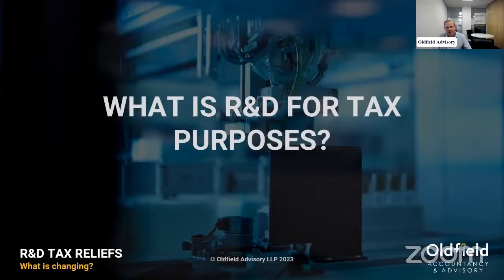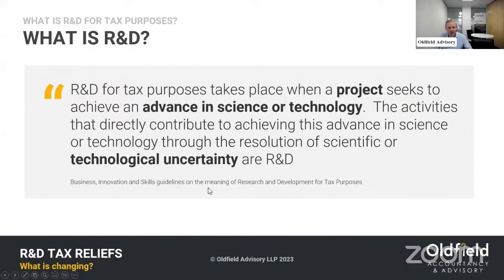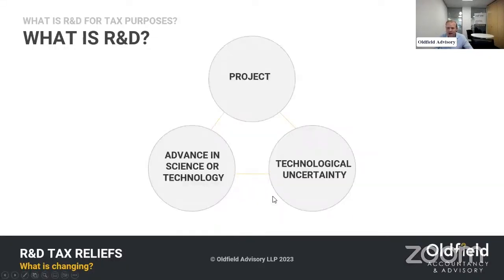It's really important that directors and anyone involved in R&D in your business is familiar with and understands what does qualify and what doesn't. So just to give you the definition, in simple terms, research and development for tax purposes takes place when a project seeks to achieve an advance in science or technology. And the activities that directly contribute to achieving this advance through the resolution of scientific or technological uncertainty are research and development. You can see the three key elements highlighted.